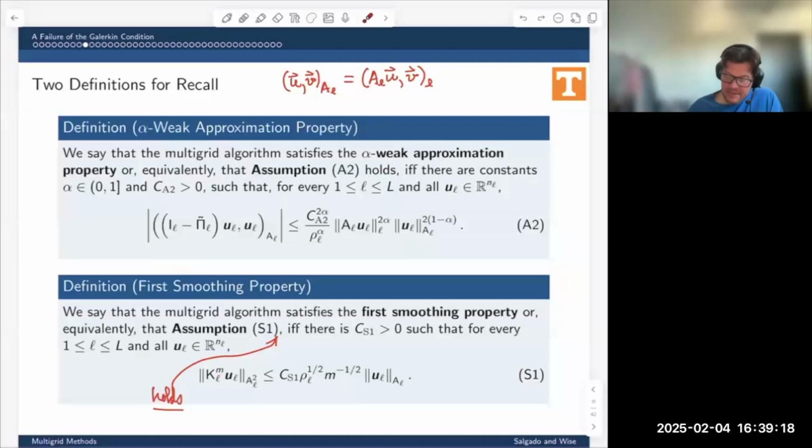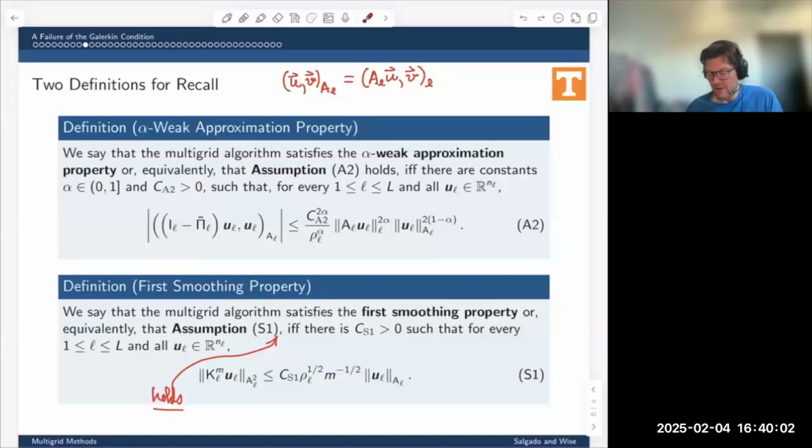So what we want to show is that in this norm, the error transfer of M smoothing steps against any vector UL is less than a constant CS1 times rho L to the 1/2 power. What is rho L to the 1/2 power? Rho L is the spectral radius, so this is the square root of the spectral radius. How does this depend on M? Precisely, it depends on M by dividing by the square root of M.